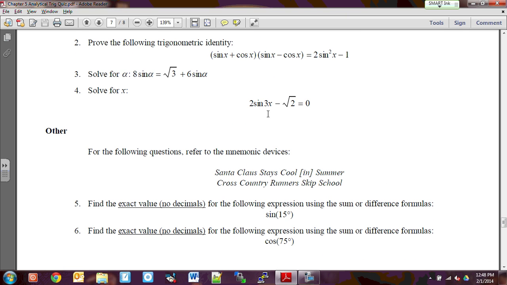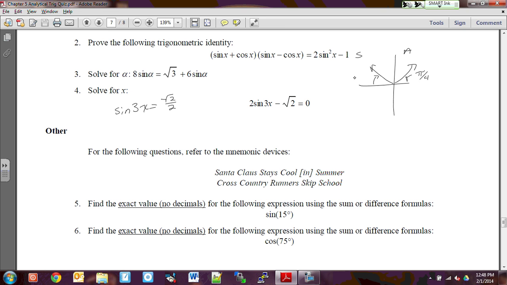Solve for x. So here we have 2 times the sine of 3x minus the square root of 2. After you solve for the sine of 3x, you're going to get that the sine of 3x is the square root of 2 over 2. You should be able to get that far now. Temporarily ignore this 3 for now. So we'll go to our first quadrant. We have pi over 4 as our reference angle. We're dealing with sine, so that's A and S. So that's the first 2 quadrants.